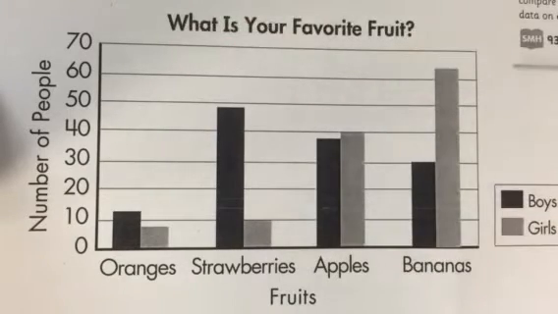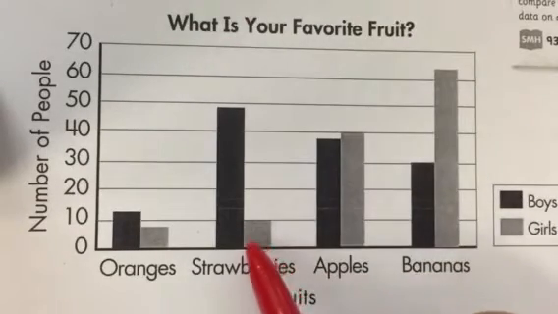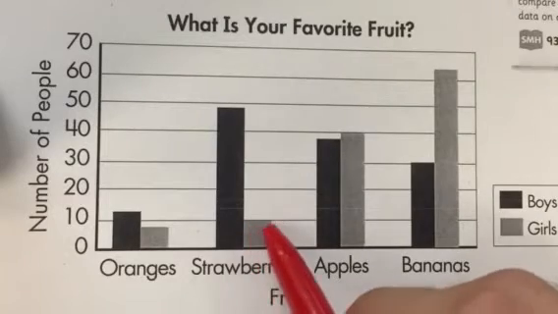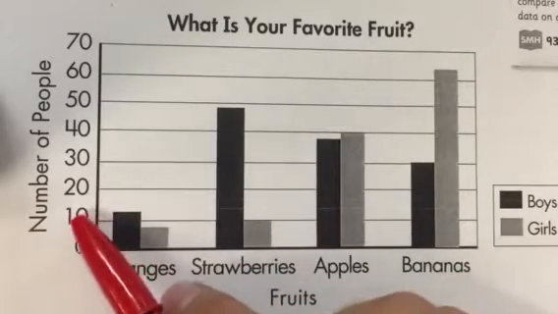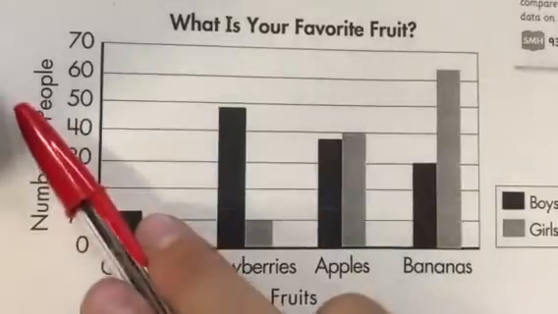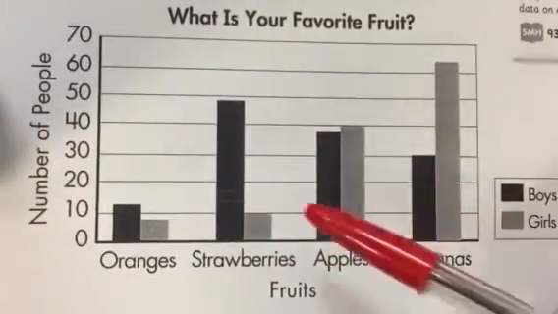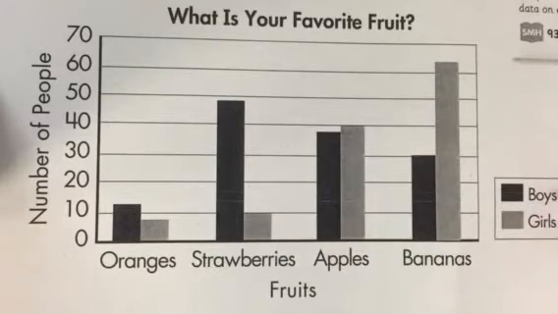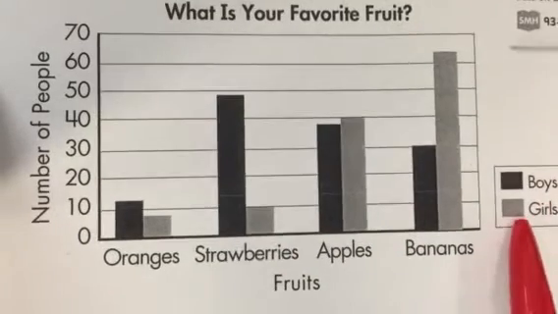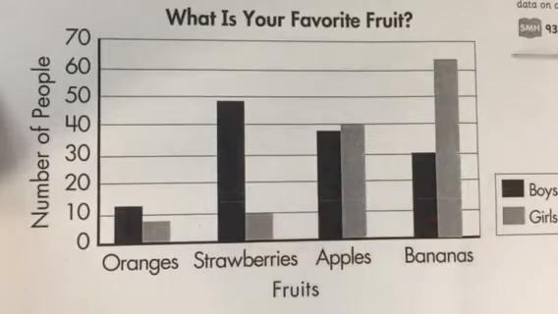So for example, I can look at strawberries, and I see this small little light gray bar here, and that goes over to the 10. So 10 people said their favorite fruit was strawberry, but it's not just 10 people, it's a light bar, so we have to look at our key this time. And it says here, the light bar is girls, so 10 girls said strawberry was their favorite fruit.